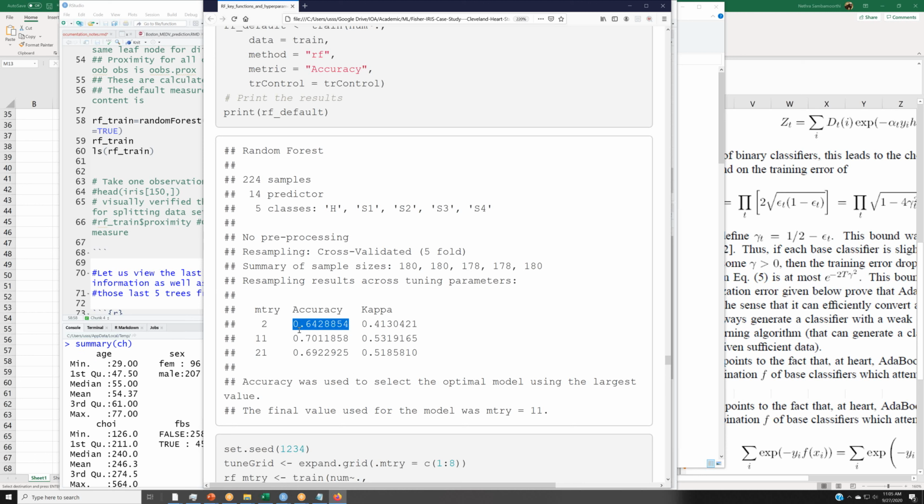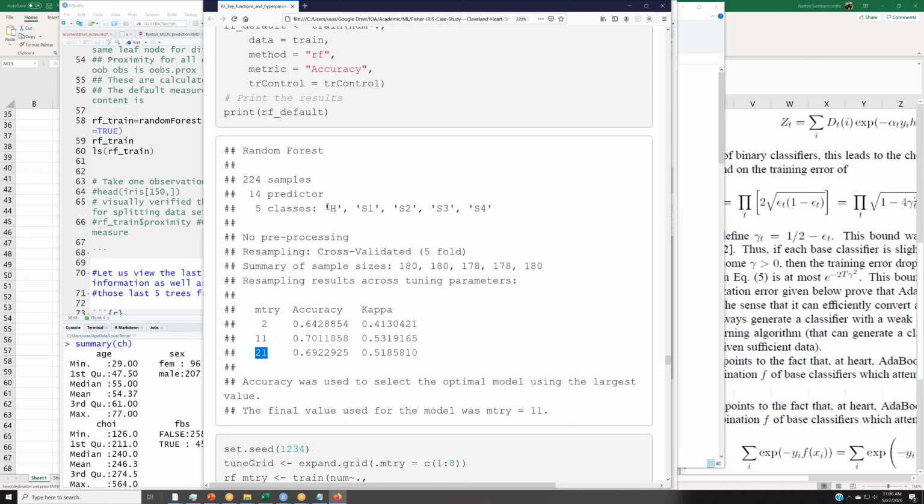Rajan? No, can you tell that m try and kappa one more time? Number of variables selected randomly to build that. When it tries the number of sampling, number of variables 2 at a time, this is accuracy. Number of variables tried is 11 variables. It is this one. Okay, number of variables.